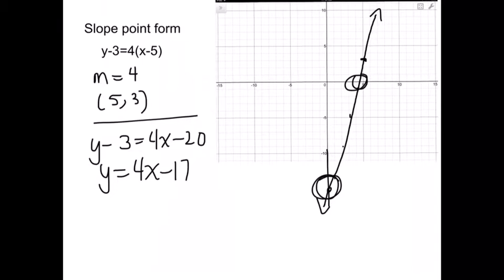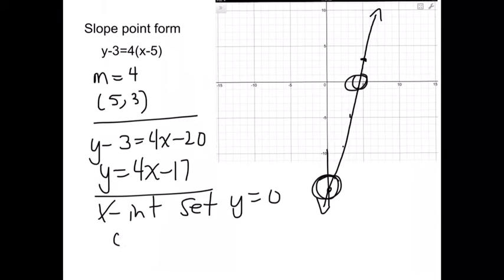So let's see if we can figure the x-intercept out. For the x-intercept, you have to just simply set y equal to 0 and solve for x. So we get 0 equals 4x minus 17. I'll just move over here.